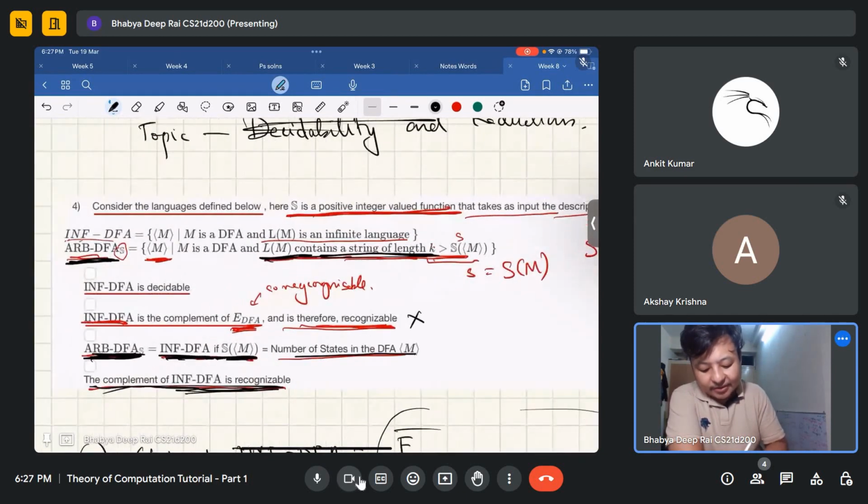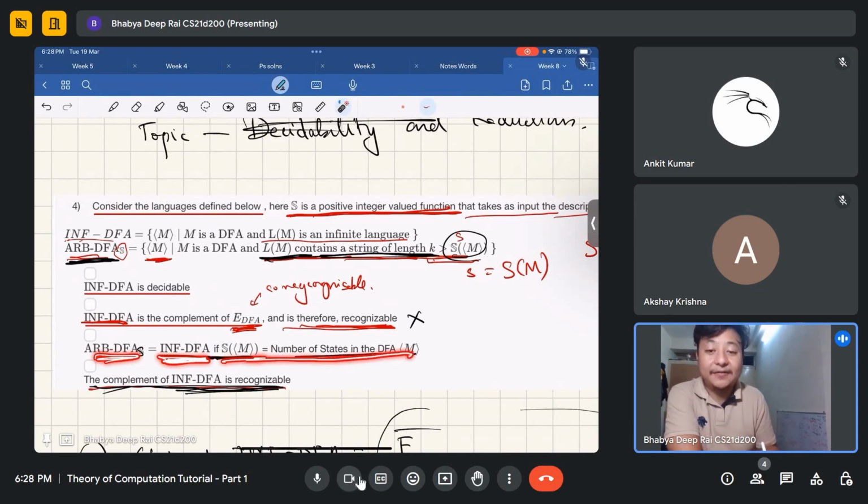So if you look at this option C, ARP DFA of S, and what is S here? S is the number of states of the DFA. So ARP DFA S is equal to infinite DFA if S is the number of states of DFA. This is true. Why? Because S is the number of states of the DFA.